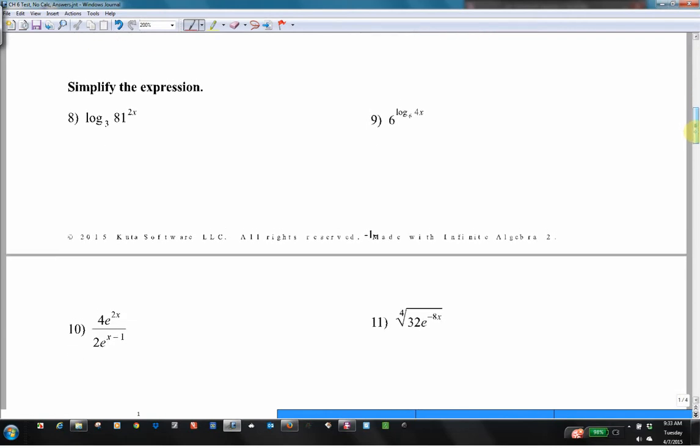Okay, the next one says simplify the expression. So if I can get these bases to be the same, then it's going to be whatever the exponent is. So I'm going to say this is log base 3, and now I'm going to change 81 to 3 cubed, to the 2x. So now my exponents would multiply, so I've got log base 3 of 3 to the 6x, so my answer is 6x. The next one, the bases match, so it's whatever I'm taking the log of.